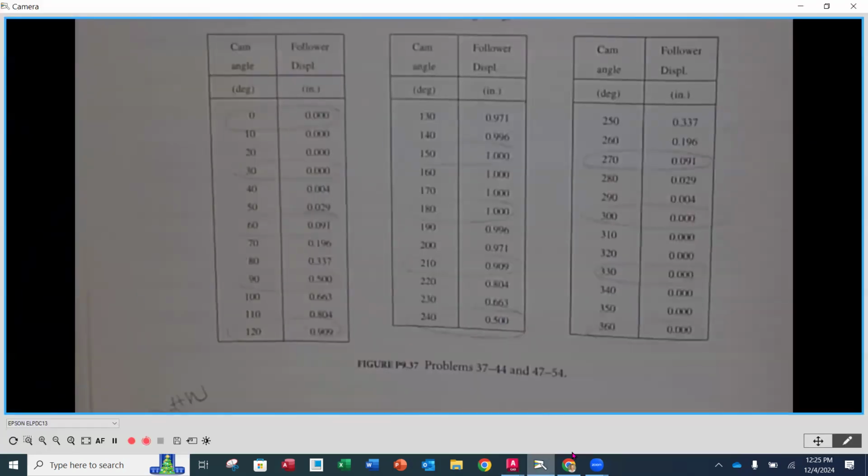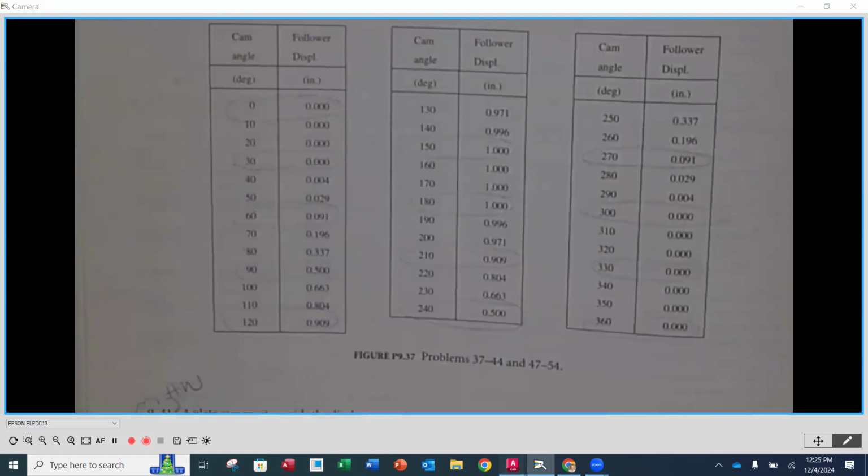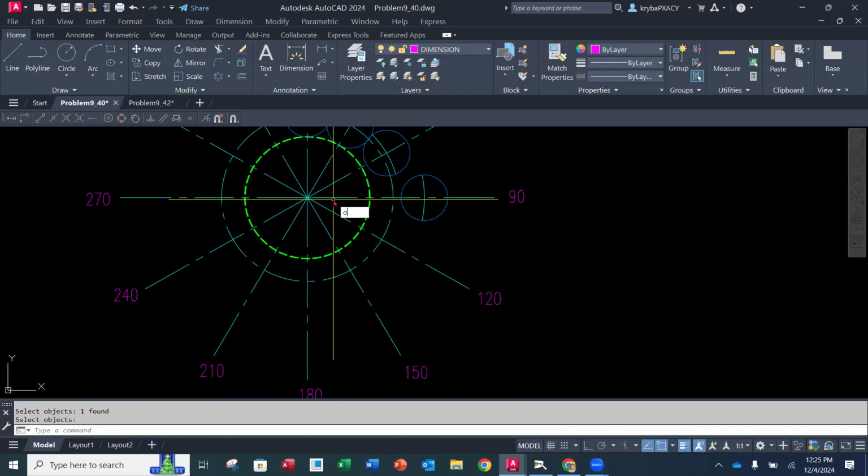So let me do the 120. 120 down here is 0.909. Okay. So again, offset.